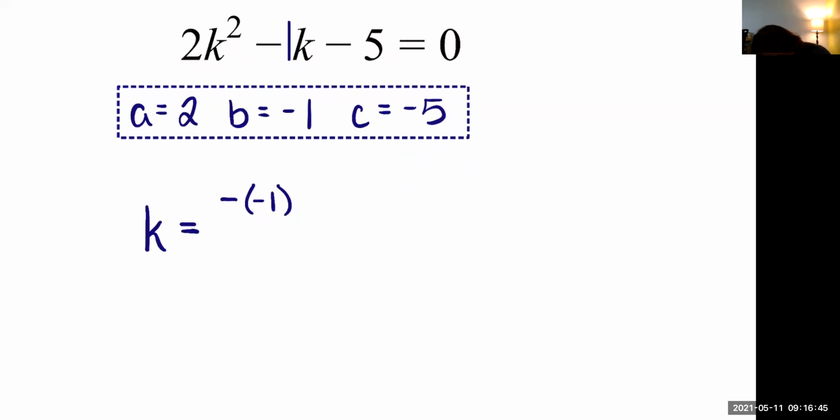Plus or minus the square root of b, which is -1 still. Notice that I wrapped it in parentheses, and I'm going to put the exponent of 2 outside because it was part of the formula as well.